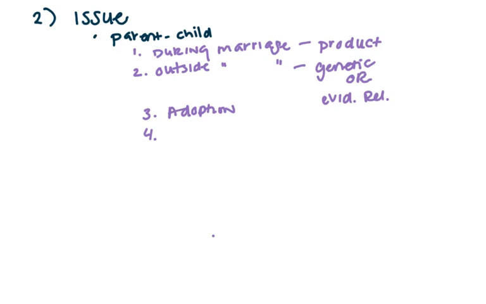Finally, a child can qualify as an issue through the doctrine of equitable adoption. Equitable adoptions are usually found when there's no legal adoption because of a technicality, but the adoptive parents did want to adopt the child.